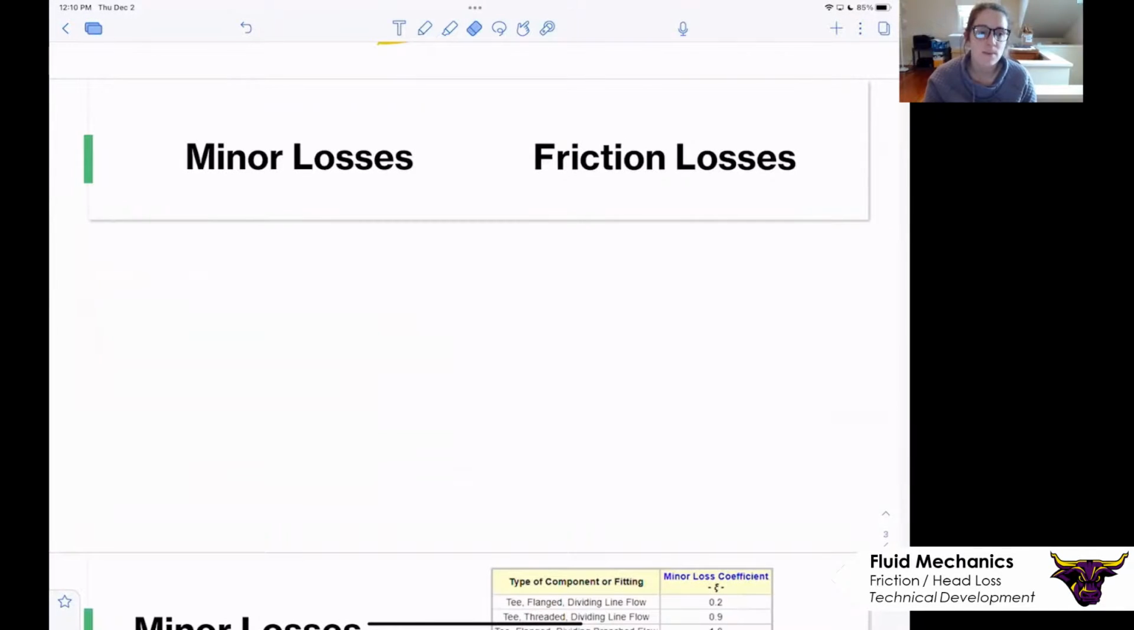So there's two different types of losses that we're going to look at. The first is minor losses. The other is what we call friction losses. This can also be called major friction losses. But let's start with minor losses.